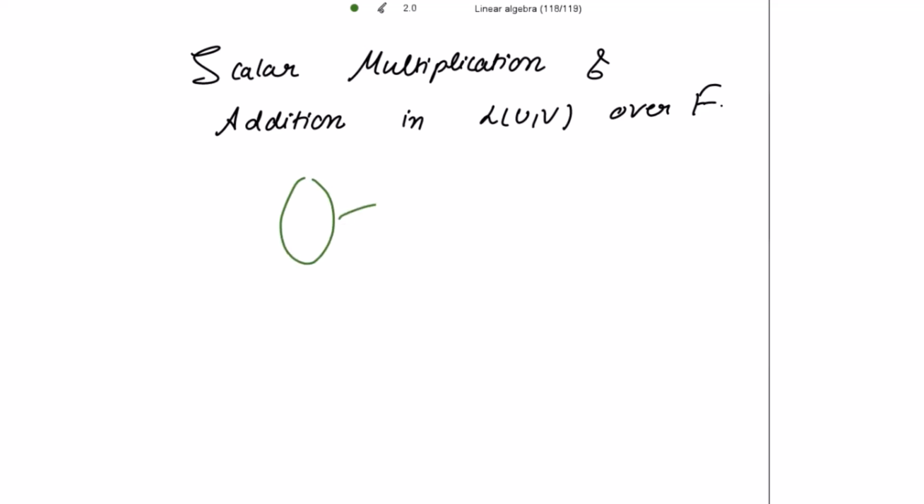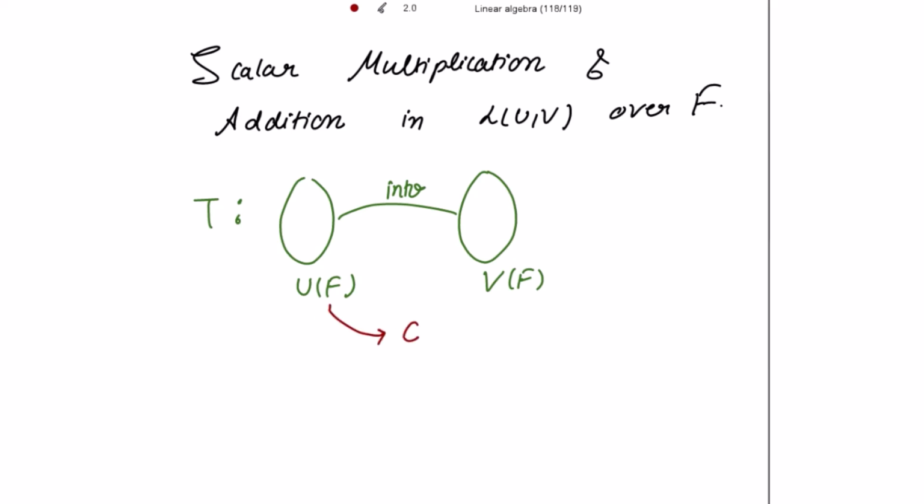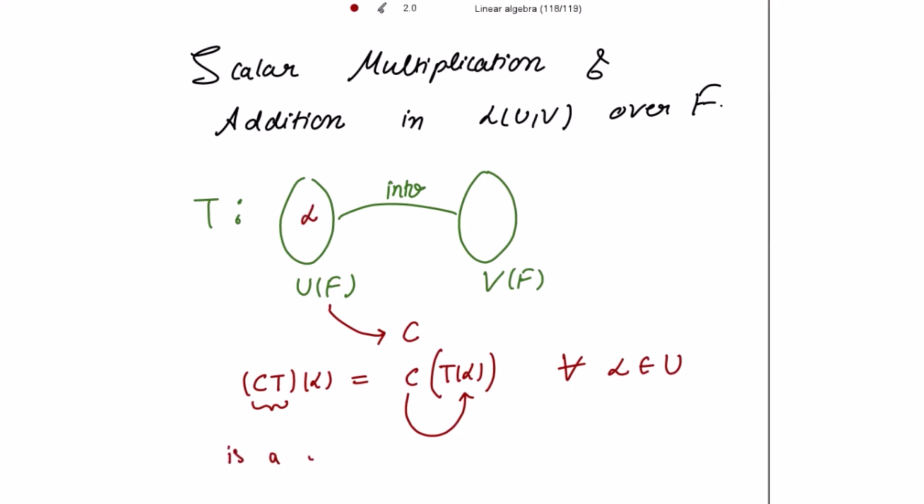Suppose U and V are two vector spaces and T is a linear transformation from U into V over the field F. If I take any element from this field F, let's say C, then C multiplied with T of alpha is equal to C multiplied with T alpha. Here C and T are multiplied together and in the result we have C multiplied with this T alpha. Please remember this, for all alpha belonging to U. So this is a linear transformation from U into V.